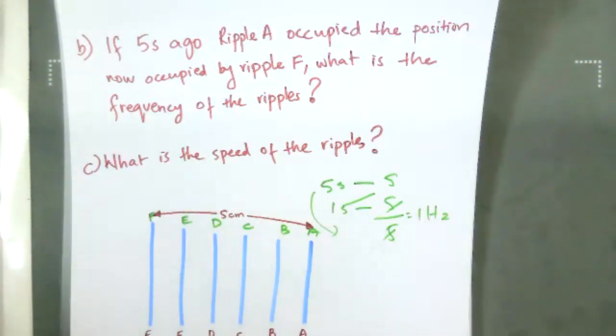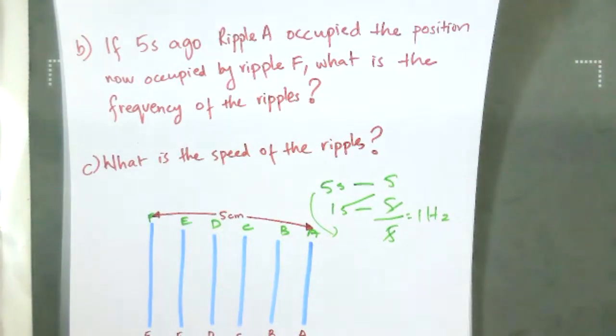Miss, the speed of the wave is equal to frequency multiplied by wavelength. So frequency is 1 and wavelength is 5. So we multiply 5 with 1 and the answer is 5. So the answer is 5. Is the answer 5? No. No, Sarah, the answer is not 5.